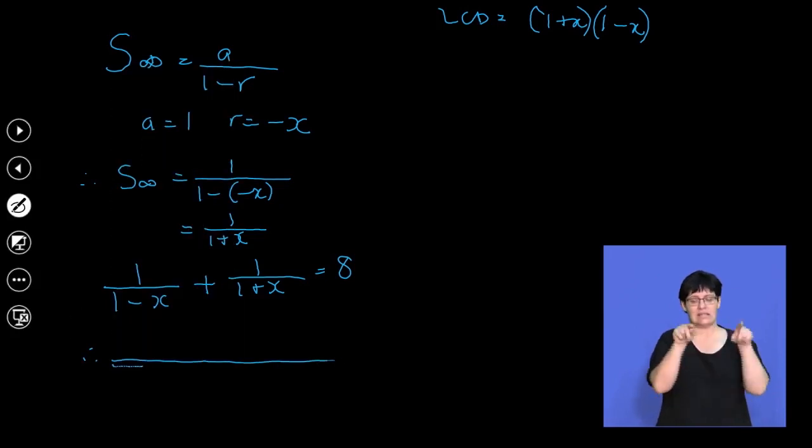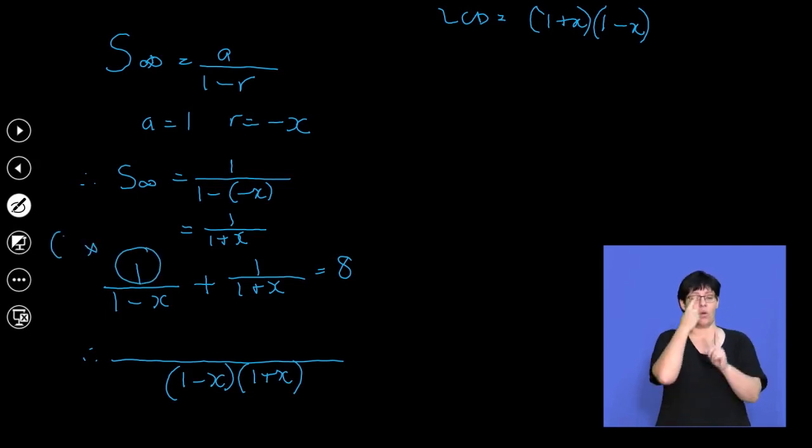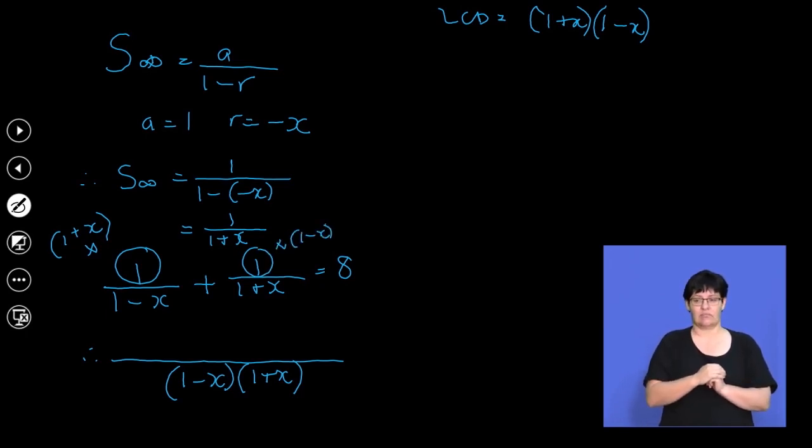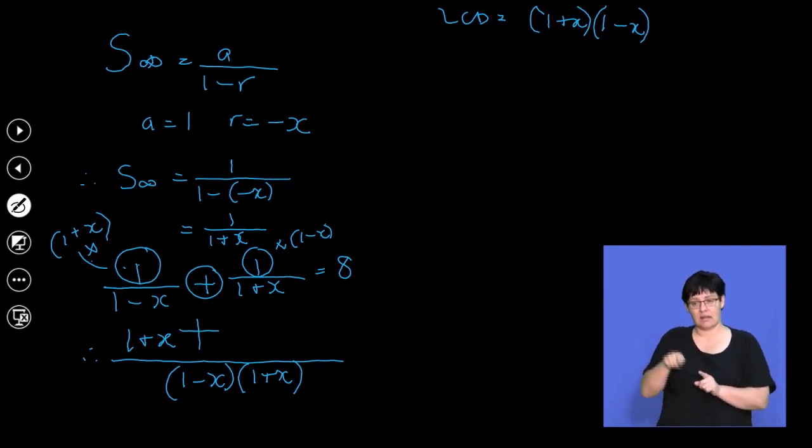We're going to put everything over the same denominator. So we have 1 minus x, 1 plus x. And we're now going to multiply this numerator by 1 plus x, and we're going to multiply this numerator by 1 minus x. So we've got 1 times 1 plus x is just 1 plus x. And then we've got this plus, there it is, and then we've got 1 minus x, and that is equal to 8.